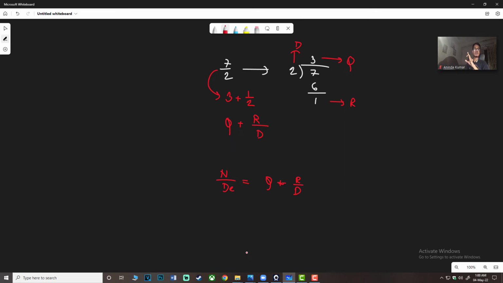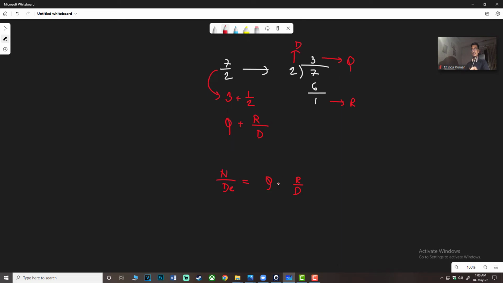Whatever improper fraction you have, be that numerator power equal to denominator power, or numerator power greater than denominator power, whatever improper fraction you have, you do the long division and then follow this method here.